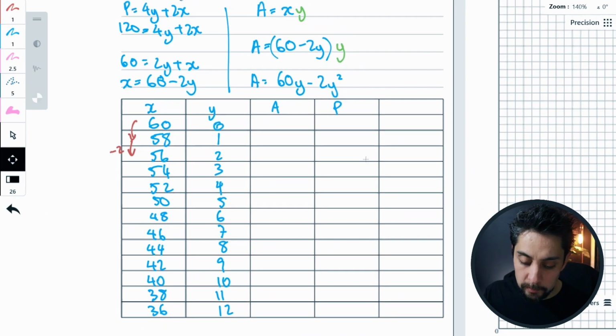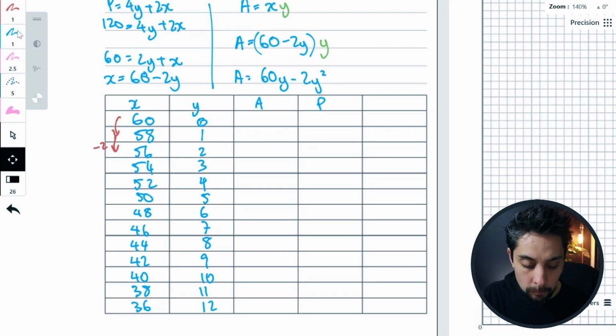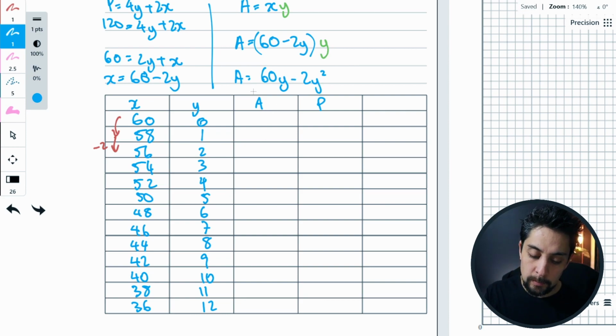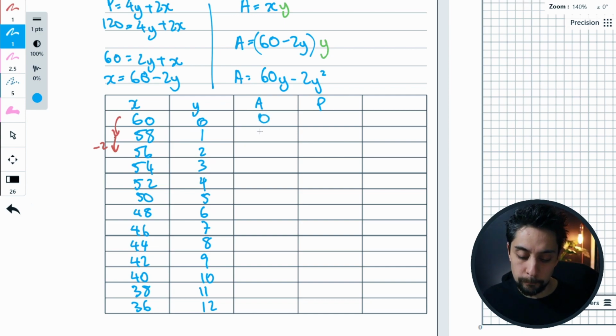Okay, for the areas, we'll just take our area here and use our y values to calculate what our areas will be. So for a y value of 0, we end up with our squished fences all lined up next to each other, and we get an area of 0. For a y of 1, we get 60 take away 2, which is 58. For a y of 2, now it gets a little bit more complicated.